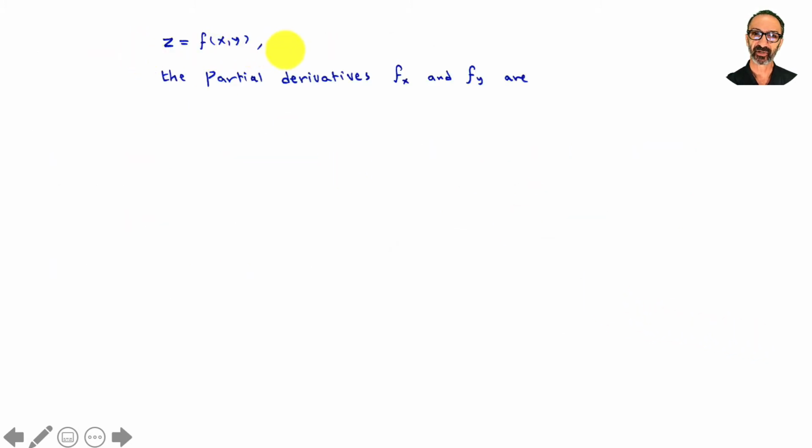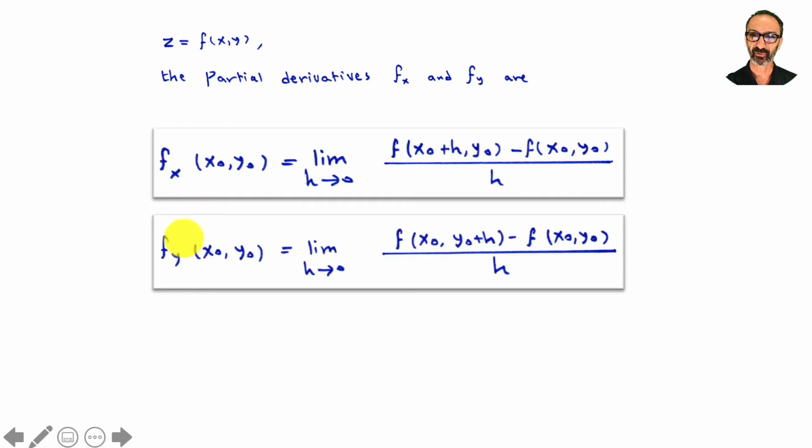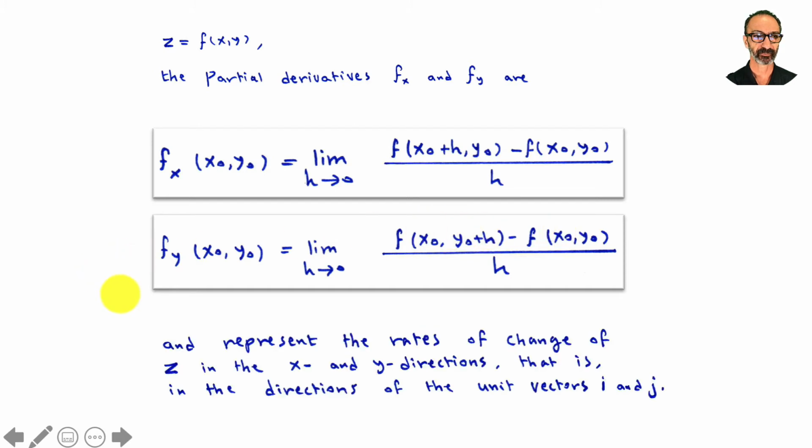Z equals f of x, y. The partial derivatives fx and fy are, if you notice here, fx: the x changes and the y does not, because we're going in the x direction. The same way for fy, the y changes, but not the x. They represent the rates of change of z in the x and y directions, that is, in the directions of the unit vectors i and j.